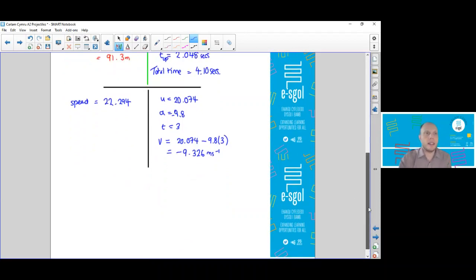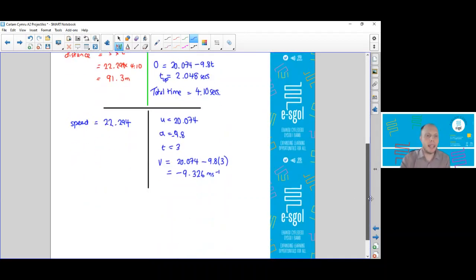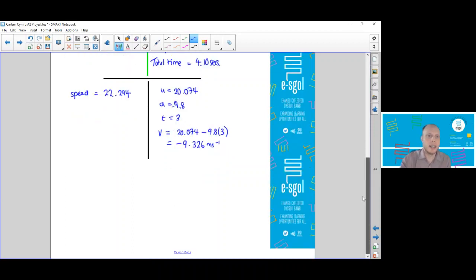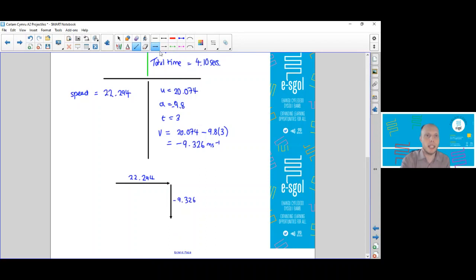Okay, so how do I find speed and direction? Well, at the minute, I've got 2 speeds. I've got one horizontal and I've got one vertical. Technically, they're velocities. To turn them into a speed, what I need to do now is to form a triangle with those values. So we have got 22.294 as our horizontal. That hasn't changed at all in this question. And look, when the time is 3 seconds, our vertical is minus 9.326. Not that the minus is going to make much difference when we do our workings.